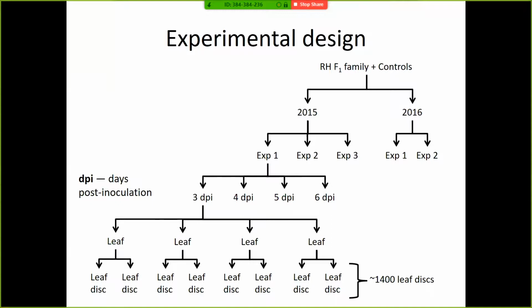So we collected 4 leaves from each genotype, and from each leaf we extracted 2 leaf discs. So for each experiment, we had about 1,400 leaf discs. And so the only difference between the RH family and the HC family experimental design is that in 2015, we only had 2 experiments for the HC family, and that was just due to lack of time.